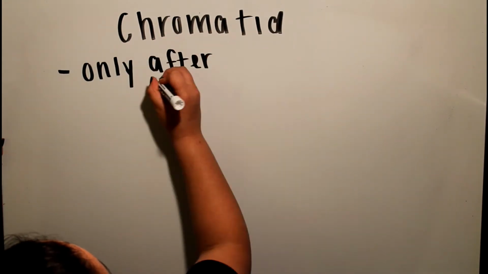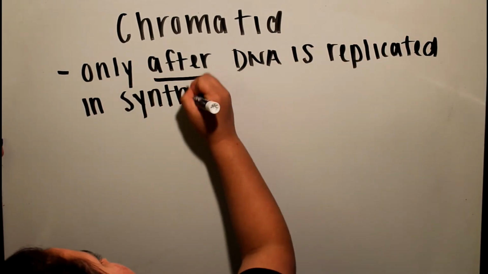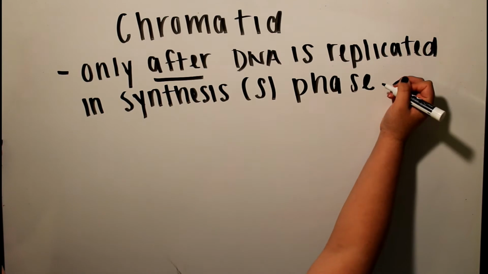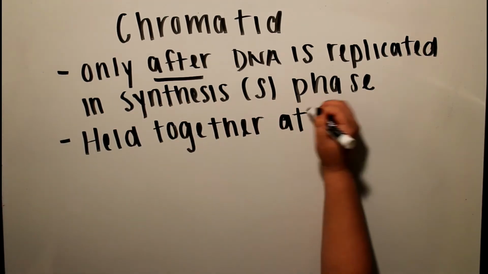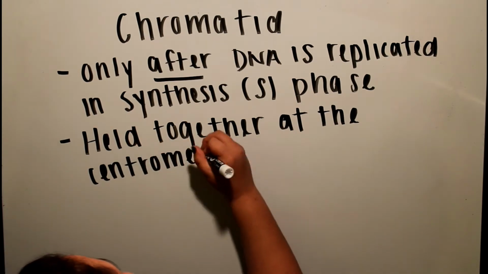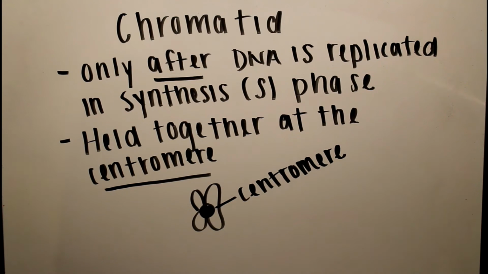Lastly, chromatids. Chromatids are only recognized after DNA is replicated in synthesis, or S phase, and they are held together at the centromere. This is significant because when counting the number of chromosomes in a cell, the number of centromeres are what is actually counted.